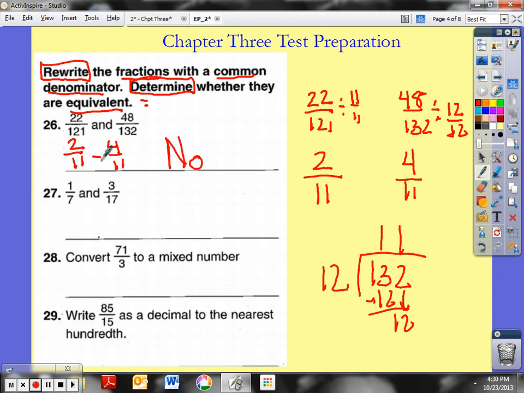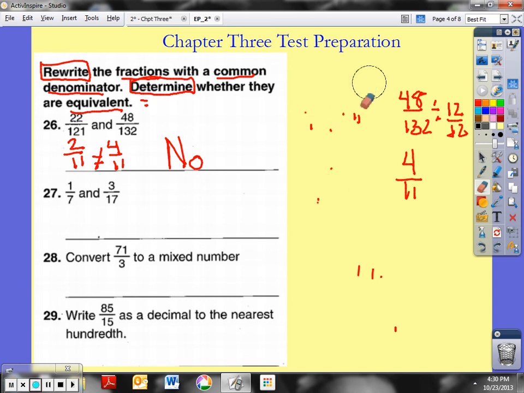You can also write this if you'd like. That's a little nicer way. Okay, I'll let you figure this one out on your own. Let's take a look at number 28 and 29, and then I will be done.